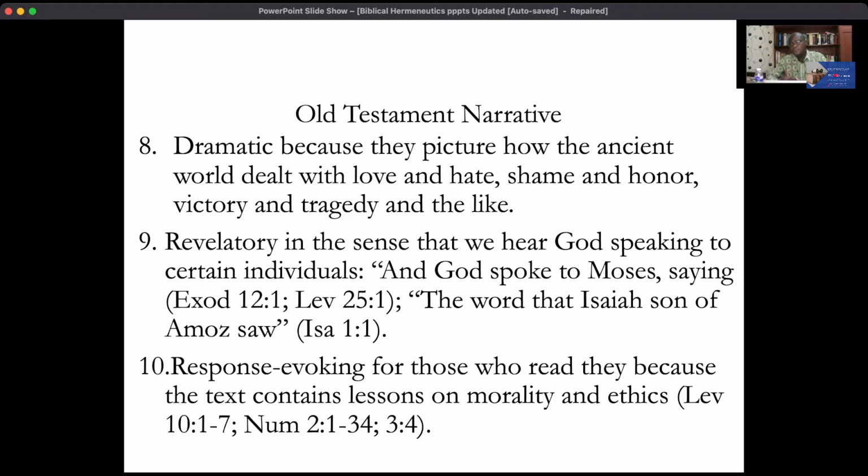looking at how some people in the story took some decisions and the end was not something that anyone would want. So, for example, Samson's decision to be with Delilah. After reading the story and looking at his end, you say, no, I don't want to be like that. I want to listen to my parents.